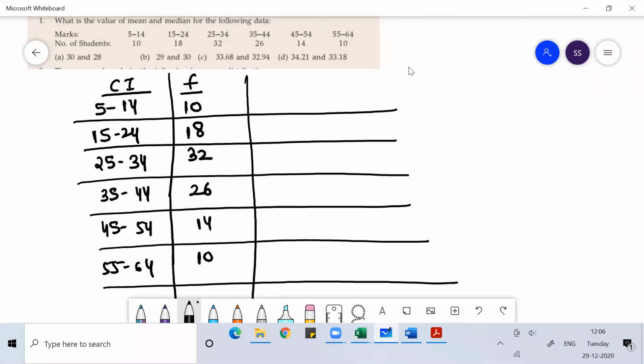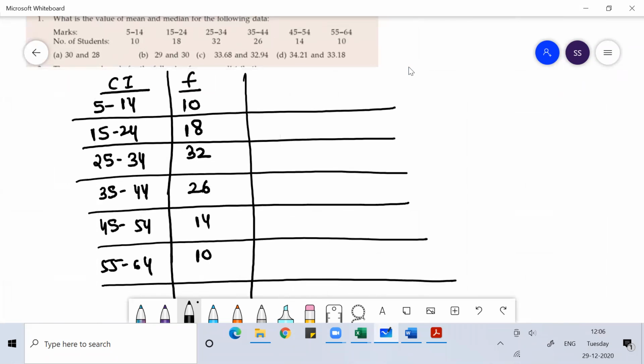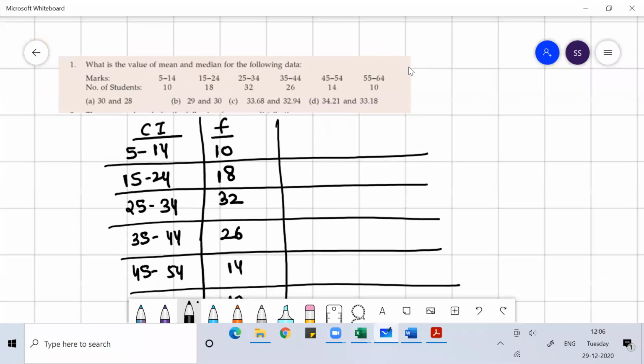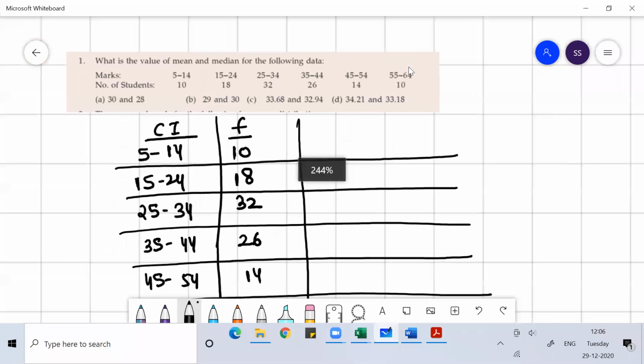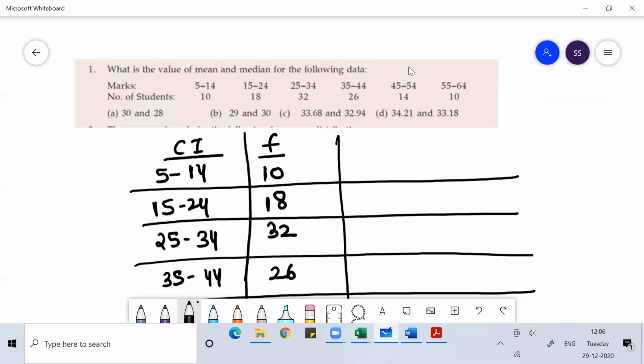So this is the question. You have to find the mean and median for this. Do you want to try this question? First you try, then I'll do it. Is that okay with you all? Can you try this problem?